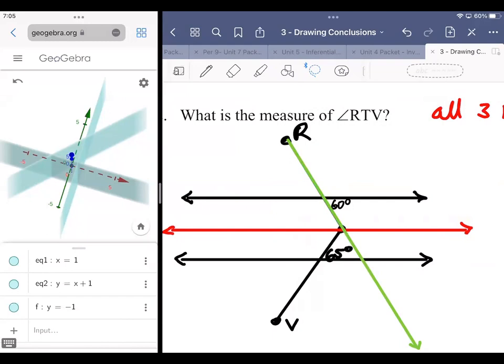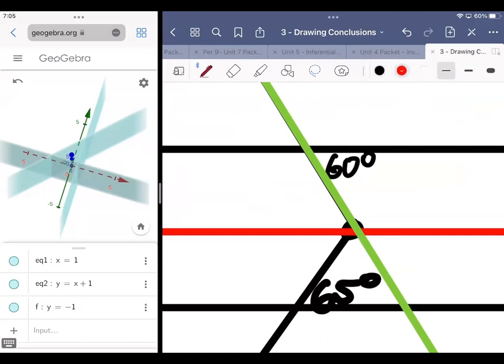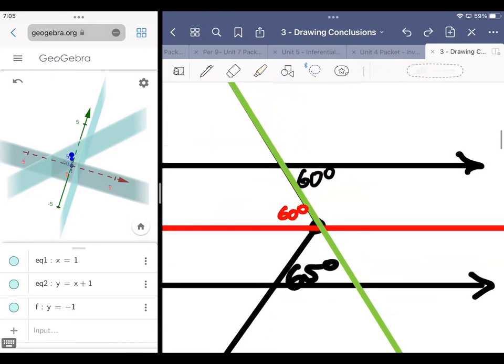If I know that the alternate interior angles are congruent, then I would now know that this angle here, let me make this a little thicker this time, should be good. This one would be 60 degrees also, because these two angles form alternate interior pairs, right? Because they're contained within the two lines, one, two, but they're on opposite sides of the transversal. So I now know that that's 60 degrees. So I'm deducing.